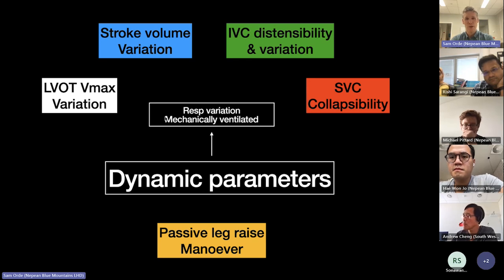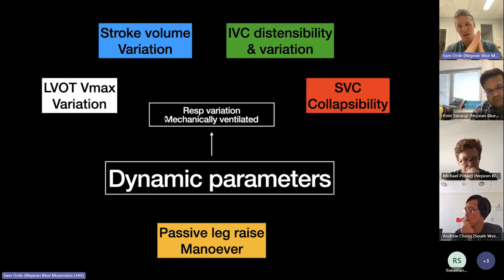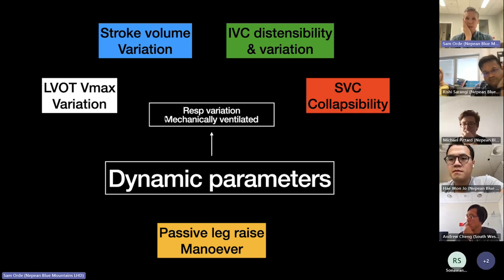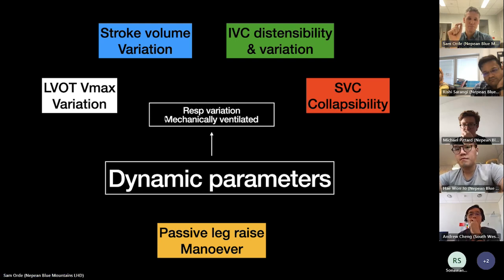I think you can split these into 2 main groups. The first one is ones where we're looking at respiratory variation. So we're looking at things over a 2-point period of time, but it's dynamic because it's done over a respiratory cycle. I find that there are a lot of caveats with this. This is not something I use a lot, because there's a very select patient group that you can do these in.